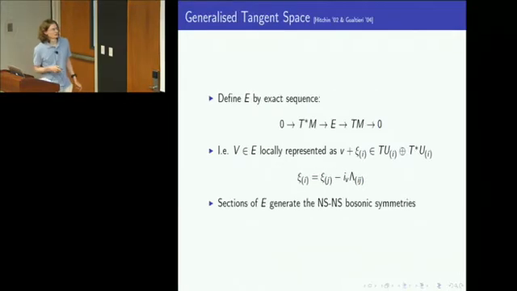So now we can define the generalized tangent space. You can view it as being an exact sequence like this, but we can think of this as just saying that a generalized vector is locally represented as a vector plus a one form. And between the patches of the manifold that we had before, the one form just patches as I had on the previous slide. And this means that a section of this generalized tangent bundle is going to be exactly the bosonic symmetry generator for the supergravity. And this is the same definition that was originally written down by Hitchin and Gualtieri.